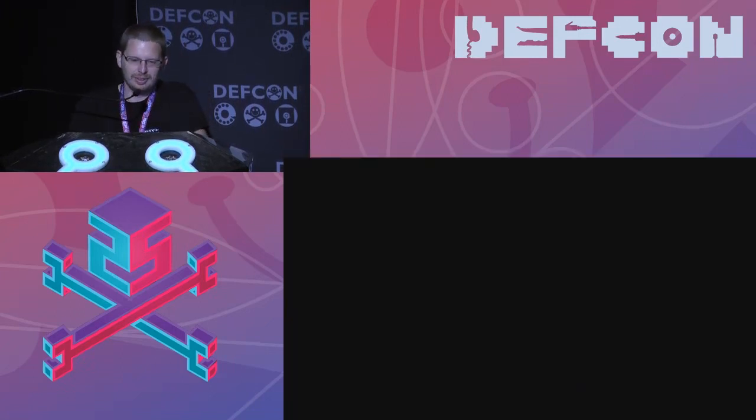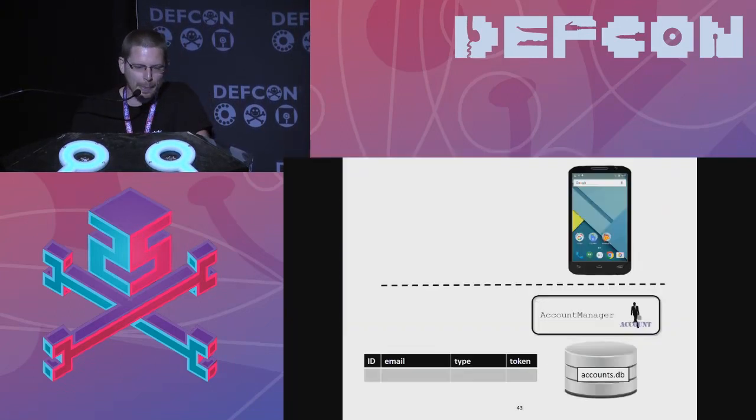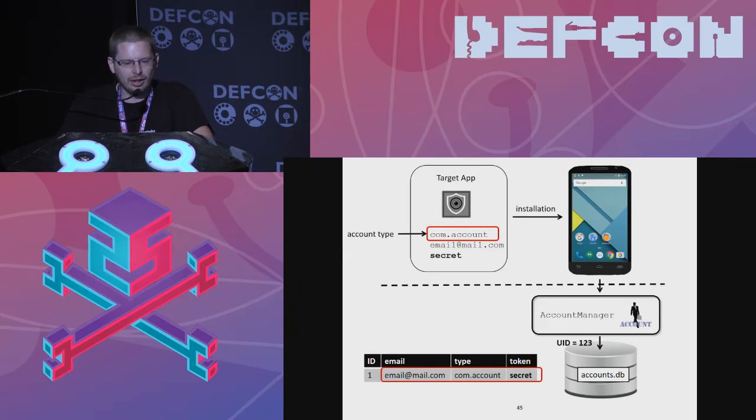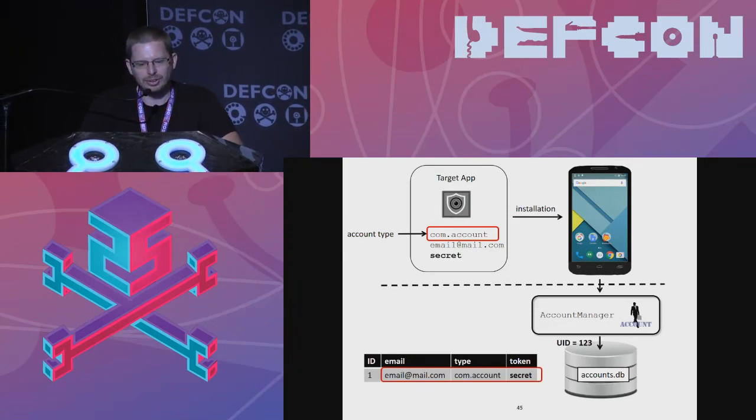And how is this attack working in detail? Okay, here you see our smartphone again. You see the account manager API and our account database. So at first we install our target app. And this target app defines for the account manager API a so-called account type. Imagine this as a kind of database primary key. It's an identifier for the database row entry. We have our email address and in the case our secret password. So the application will be installed, the account manager API enters everything in the account database.